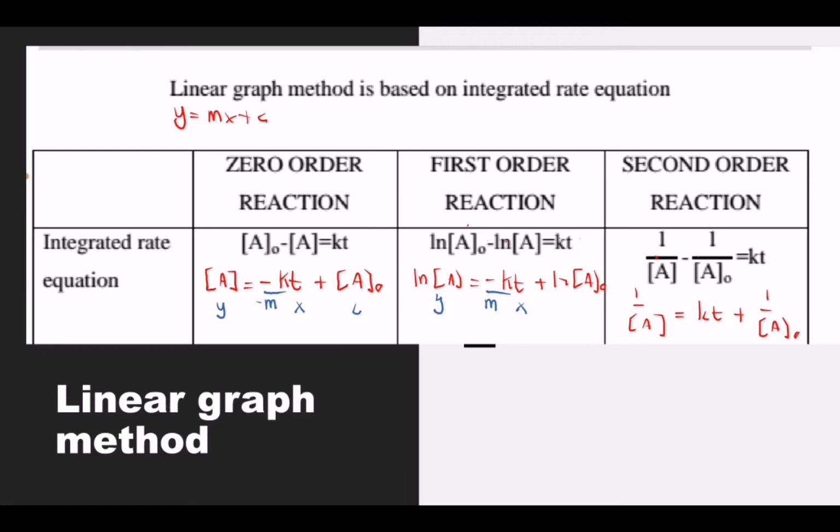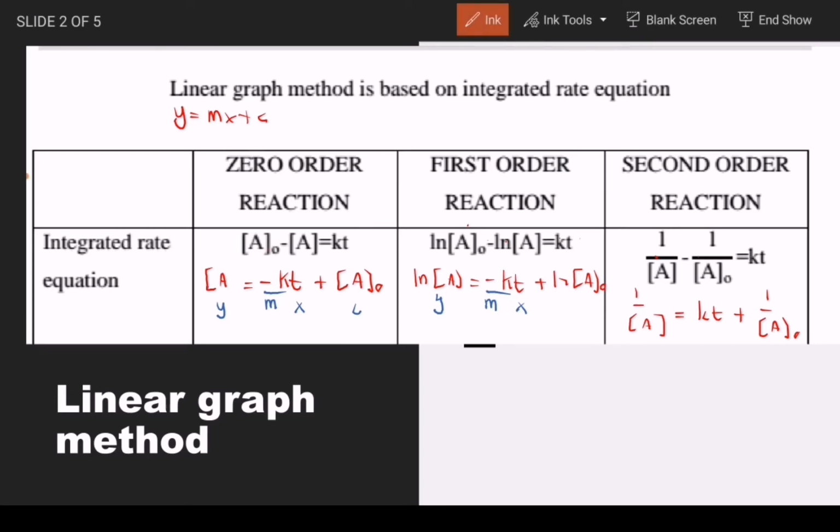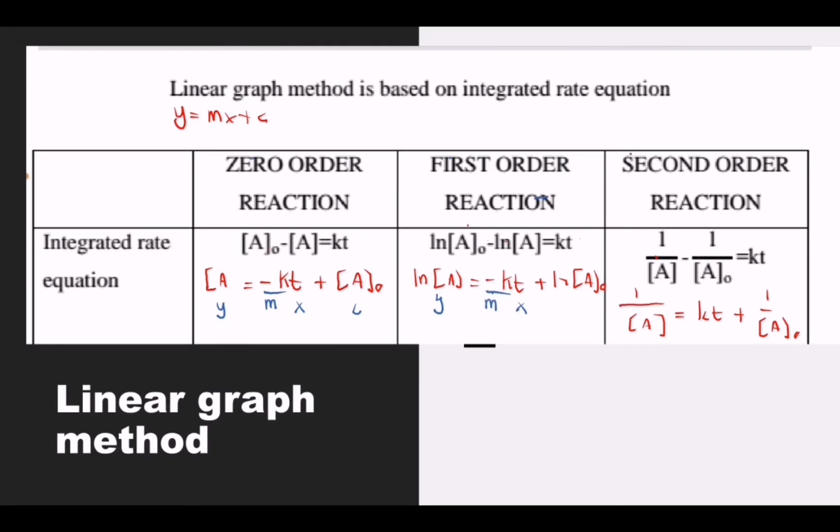So M equals to negative K lah. So M dia akan bernilai negatif. So untuk zero order dan juga first order, kita akan ada negative gradient sebab kita ada negative KT kat sini. So for second order reaction, we will plot 1 over A as the y-axis. T, time, is the x-axis. And we will get the positive gradient sebab K kat sini positif ya. So kita akan dapat M equals to K, which is the positive gradient, and the y-intercept is 1 over A0. Untuk first order tadi yang ni lah, ln A0 ni.